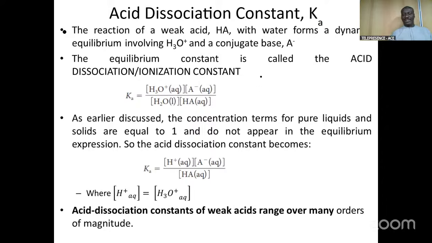All right, so let me write it here. This will actually happen in solution. So we have HA, that's the weak acid dissolving in water with a liquid, and of course an equilibrium is established. We have H3O+ plus A-. All right, we can write this also in this form.